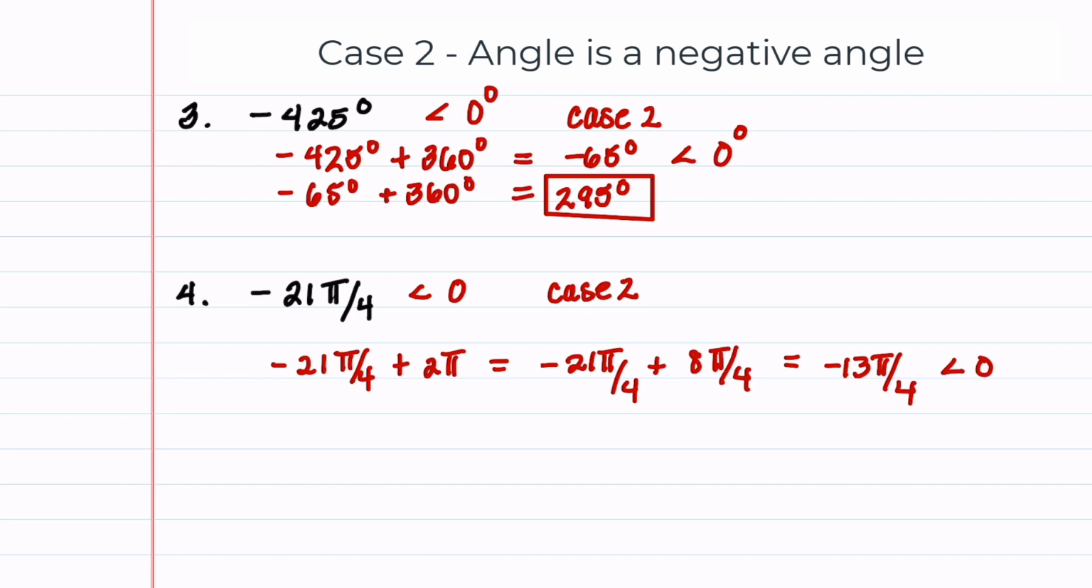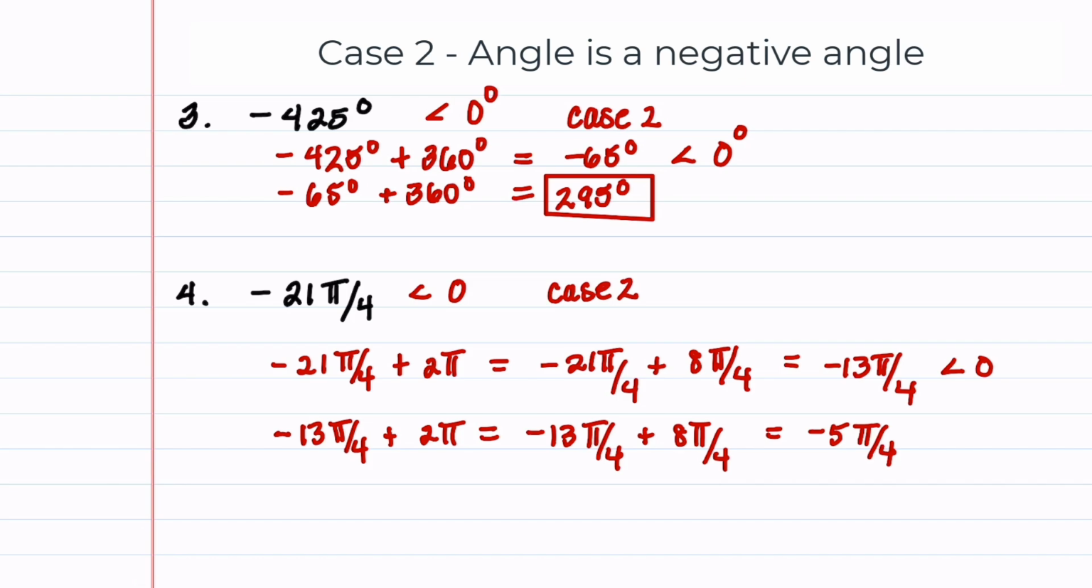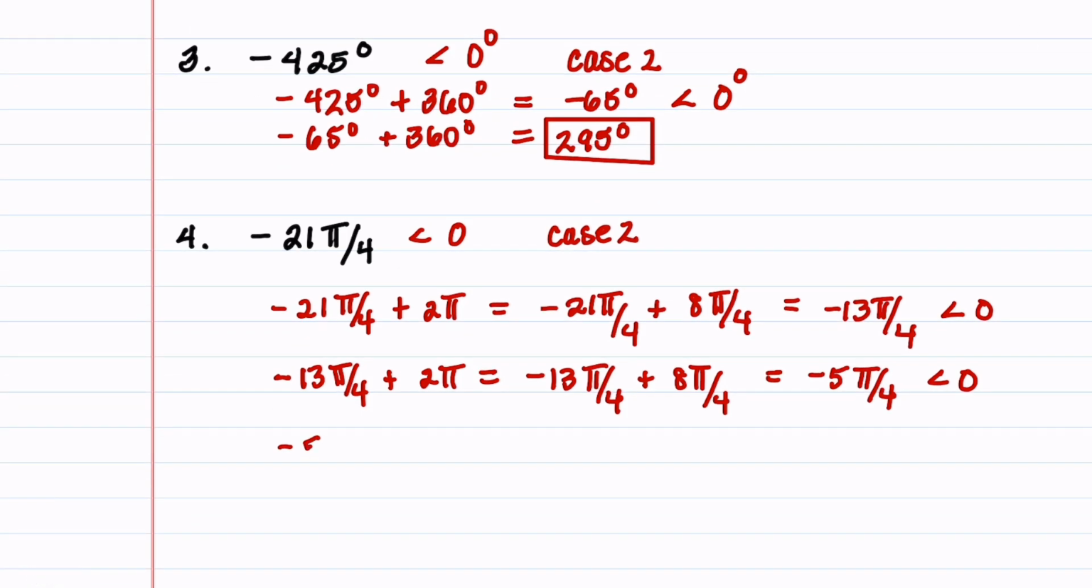So we get to do it again. So minus 13 pi over 4 plus 2 pi. Don't you just love fractions? I have a lot of students that don't like fractions, and I know they're difficult. So we're going to add 8 pi over 4. So we end up with minus 5 pi over 4. And that's still negative. I had to throw one problem in where we had to do it more than 2 times. So now we have minus 5 pi over 4.